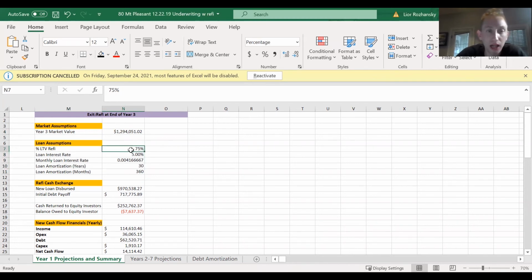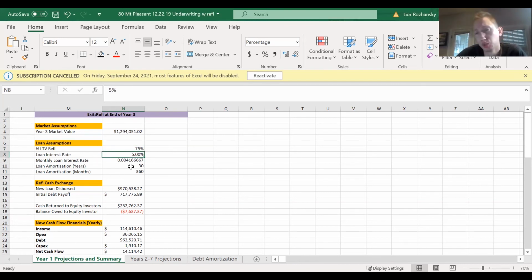So the loan to value would be up to 75%. Now, there are certainly lenders that will go higher, up to 80%. There are certainly lenders that won't go above 65 to 70%. I know a number of lenders that will do 75%, so I felt pretty comfortable using these kinds of numbers.